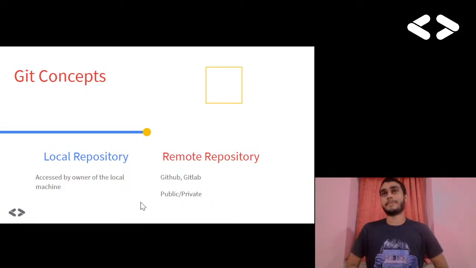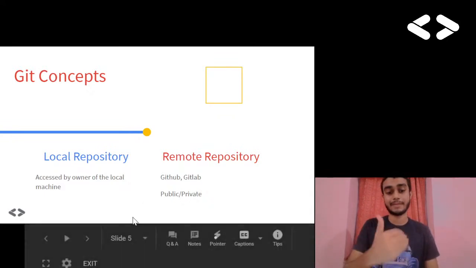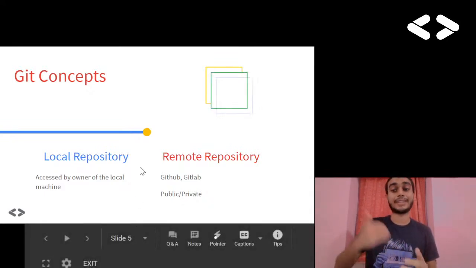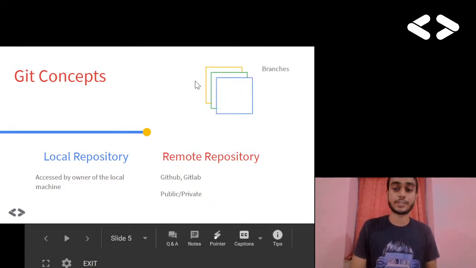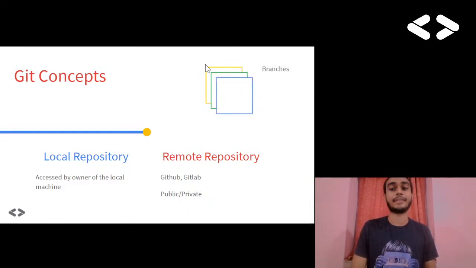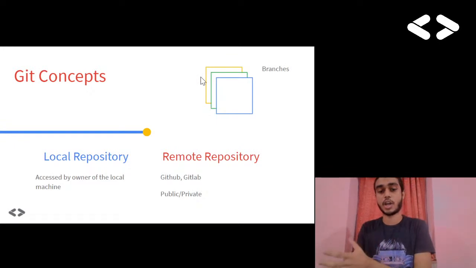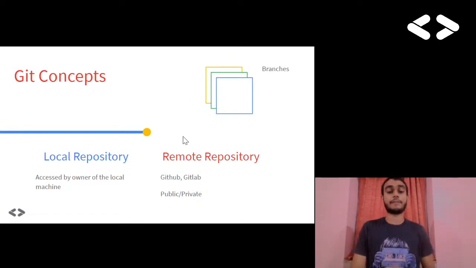So basically, the concept of Git is that you can maintain different versions of the same source code at the same time. There can be different versions of the same source code, and those are called branches of the project, of the repository.